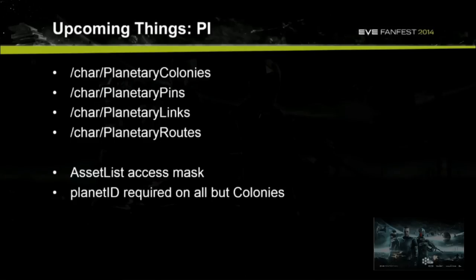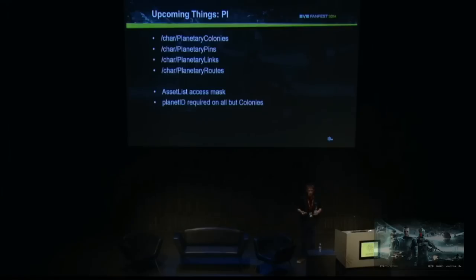The funky thing about PI, you're not going to get the information you're necessarily expecting. With PI, we only update the database when you look at your PI installations, your PI setups. So if you don't look at your PI setup, this endpoint is not going to change. The information returned is not going to change. So you're going to have to do some funky stuff if you want to do anything cool with it. But the first thing you can do is know when your extractor control units are going to expire. Have a notification, hey, I need to go update my planets. So that's there. That's cool.